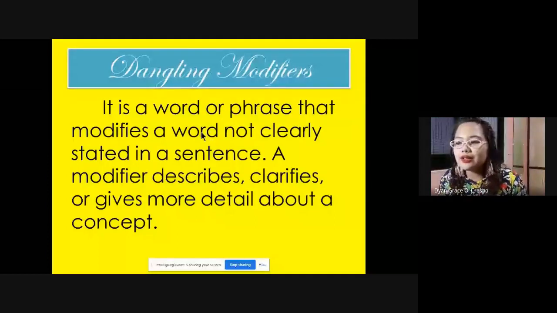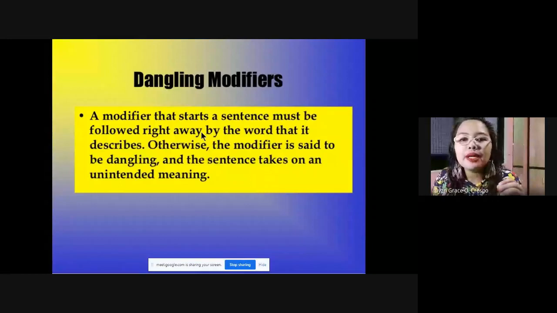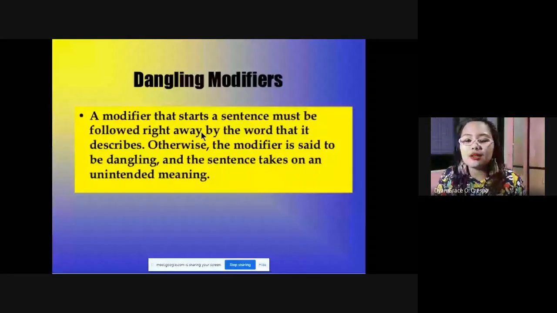A modifier that starts a sentence. What is a dangling modifier? So a modifier that starts a sentence must be followed right away by the word that it describes. Otherwise, the modifier is said to be dangling, and the sentence takes on an unintended meaning. So this is another one.